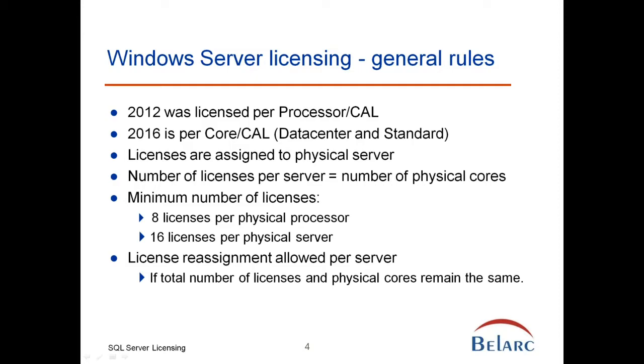But there are also minimums. So for each physical processor, you need at least 8 licenses. And for each physical server, there's a minimum of 16 licenses. So if you bring a very underpowered machine by today's standards, you're still going to get stuck with a higher license level than by the physical characteristics of that server.